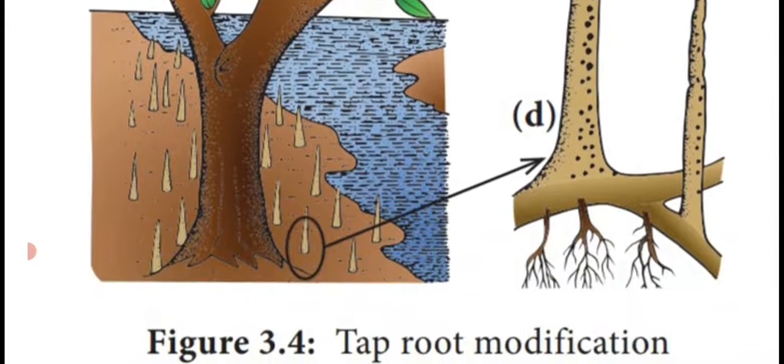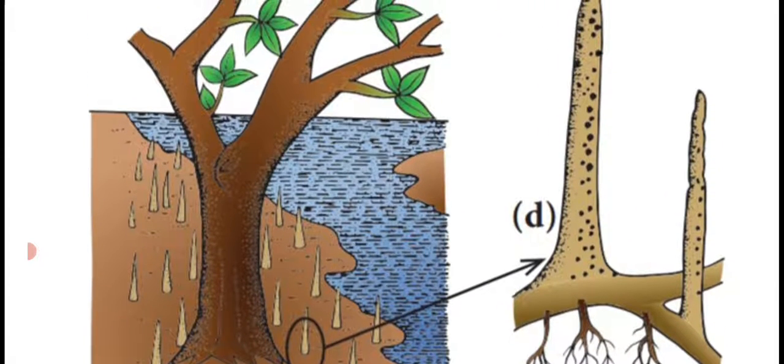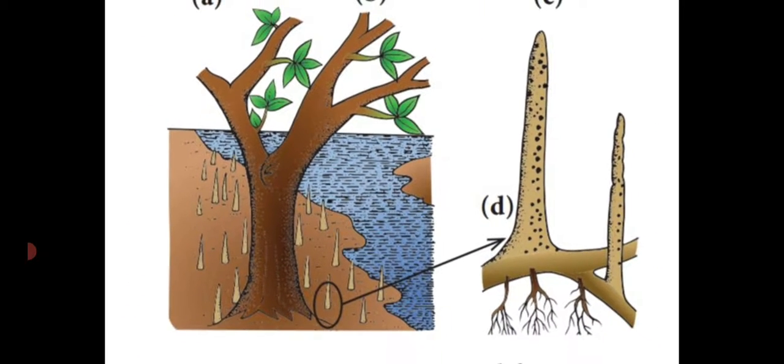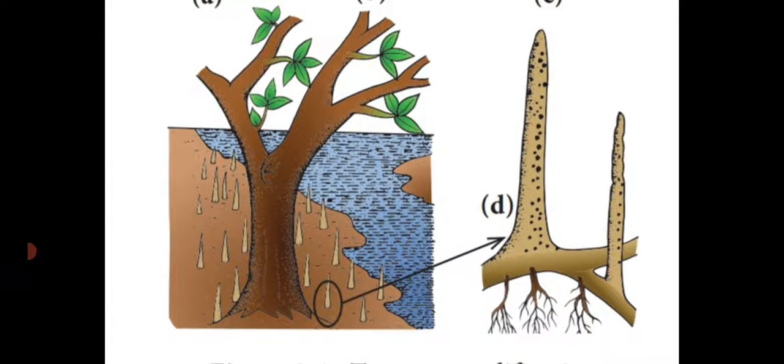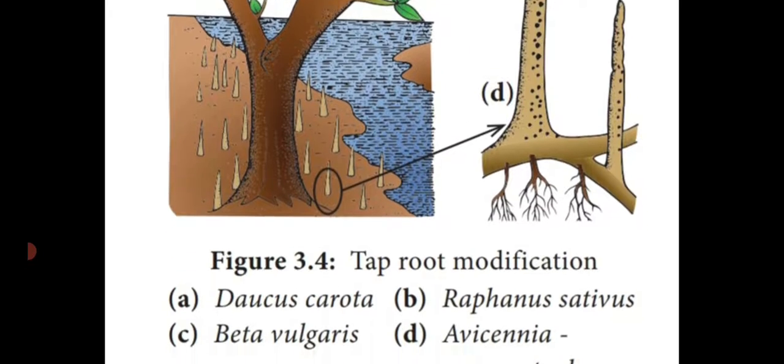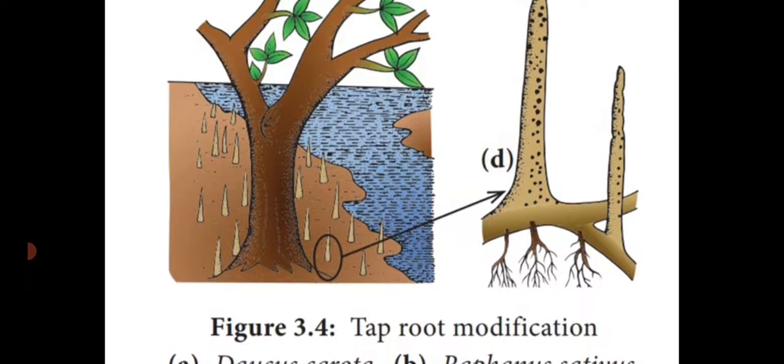Another one, this is said to be the breathing root. Another function. What is another function? Responsible for respiration, gaseous exchange. Dear students, this is the plant which is known as Avicennia.